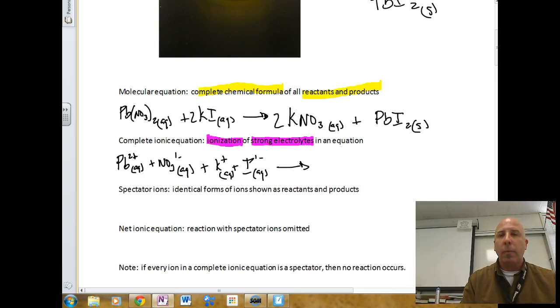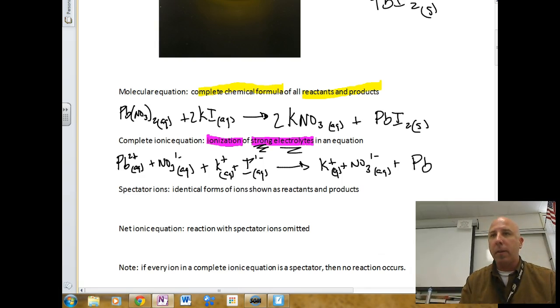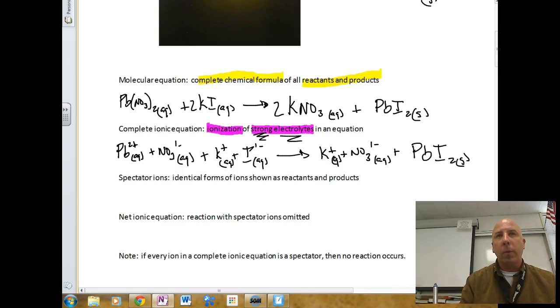So those are all of our ions, and then we had the potassium nitrate. We had the potassium ion once again, and the nitrate ion once again, aqueous. Make sure we put a charge on those. And then we produced lead 2 iodide, which is not a strong electrolyte. It was in solid form, so we keep that together as PbI2 solid. That would be considered a complete ionic equation. We ionize everybody who is aqueous, or is a strong electrolyte.